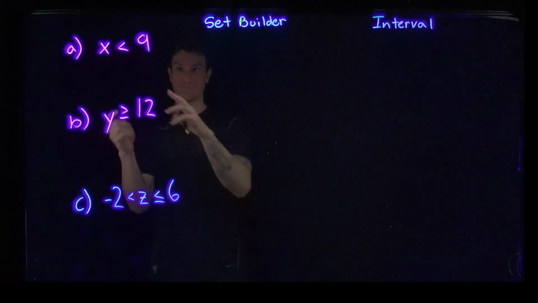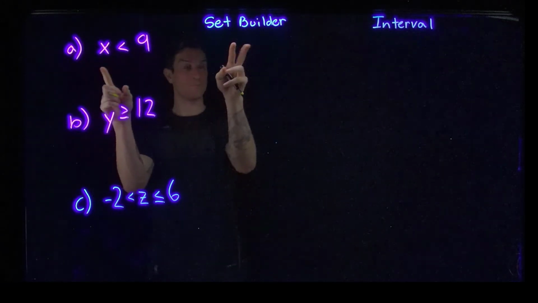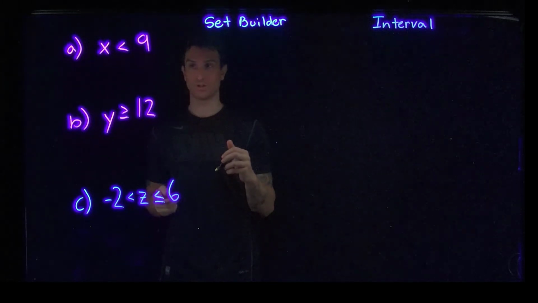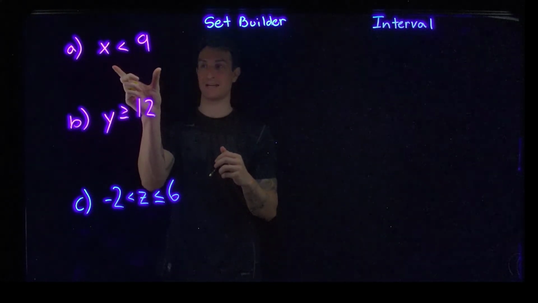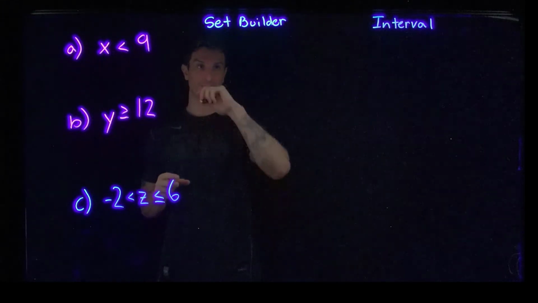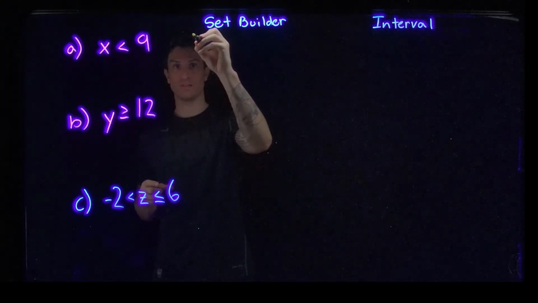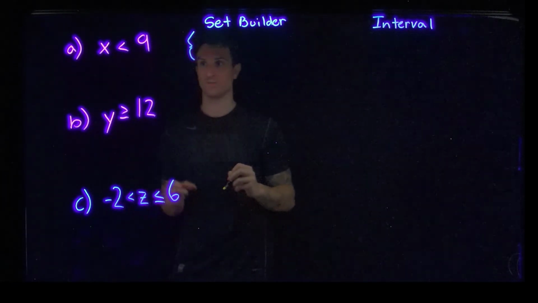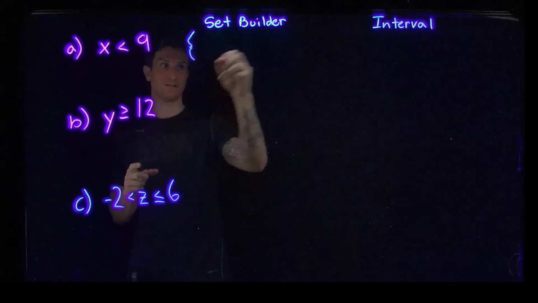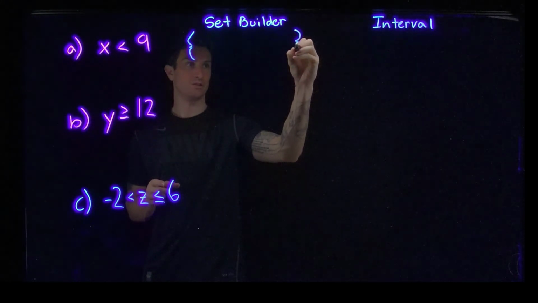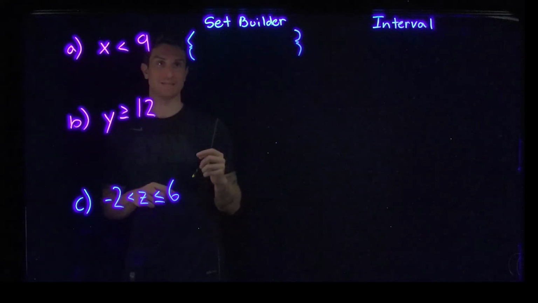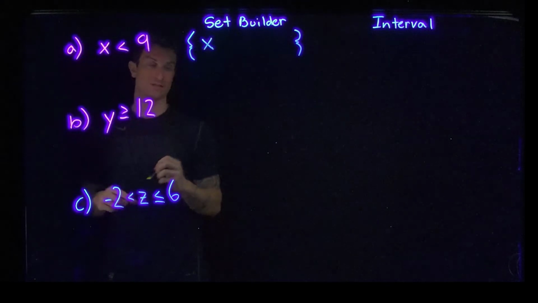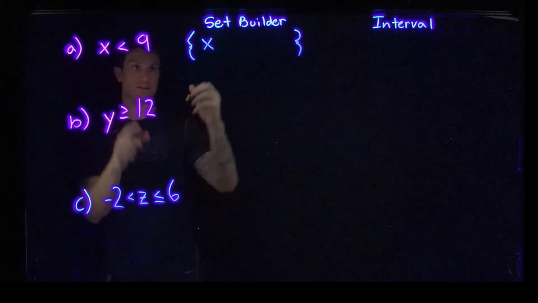Okay, so set builder notation, it might be new, but it's very straightforward how to go from this to set builder. Essentially what you're saying is you want x is less than 9, and you want to write that in terms of a set. So all you're going to do is use these curly brackets to denote a set. I'll put one over here too. In my set, I want all of the x's, so this is just the placeholder variable that we're seeing here.